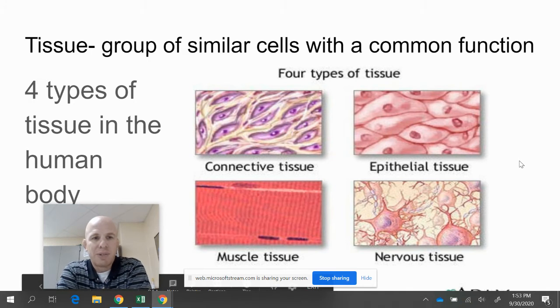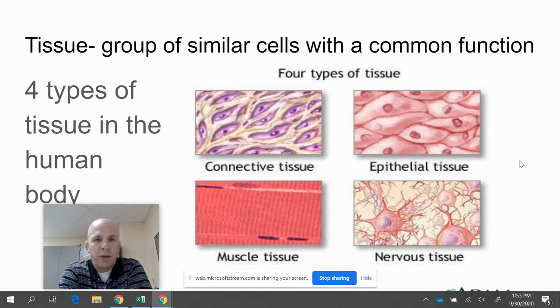So here we go. We have 4 types of tissue in the body, and obviously you know the definition for a tissue, so I won't go over that with you again. I have 4 types of tissue in the body. I have connective tissue, I have epithelial tissue, muscle tissue, and nervous tissue. Connective, if we're thinking of examples, I have blood, I have bone, I have ligaments and tendons, I have fat or adipose tissue.